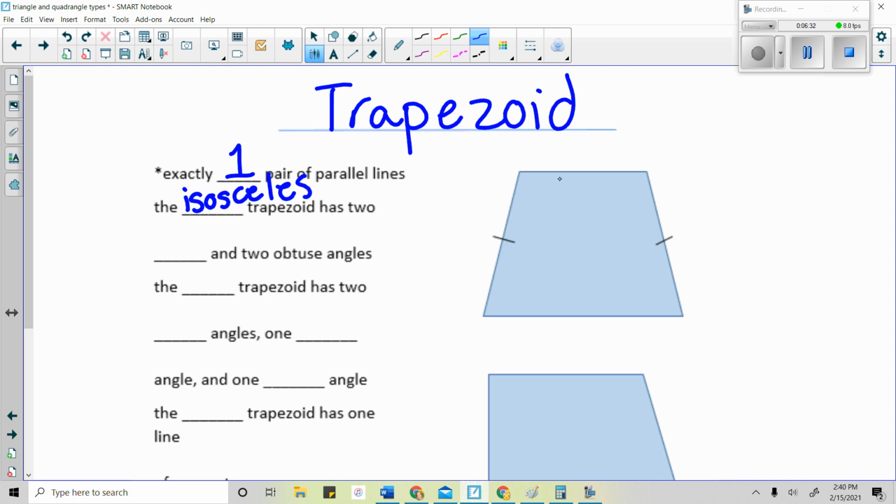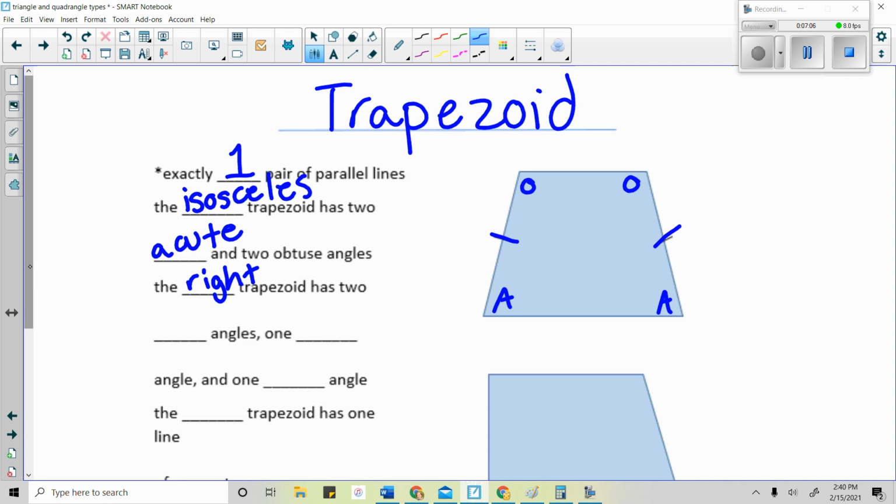Okay, so the isosceles trapezoid basically is an isosceles triangle that someone cut the top off of, and it has those 2 sides that are the same. So when you think isosceles, think 2 sides the same, even in a trapezoid. So this one has 2 acute and 2 obtuse angles. Now, the base angles, the ones on the bottom, are acute, and the 2 top angles are the obtuse angles.